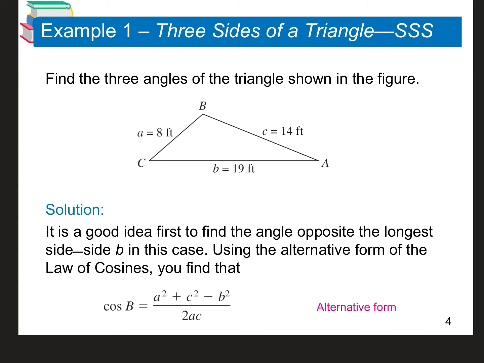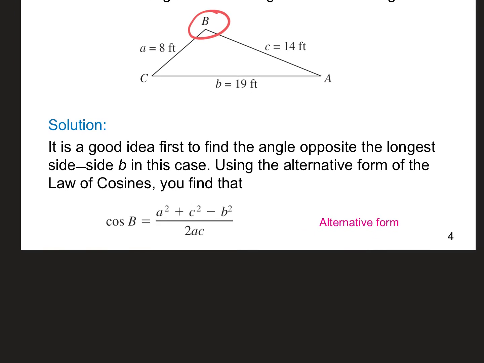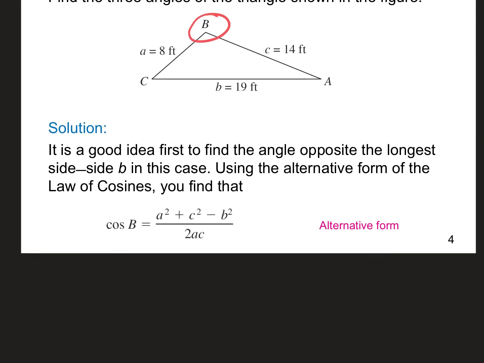So a lot of you want to know, where is the starting point? Where should I start? What should I do? It's best to start with the longest side. Does everybody understand what that means? So what angle am I going to find if I'm looking for the longest side? B, right? I want to find angle B. So I already put the formula right here. This is just a matter of writing everything down correctly and using your calculator correctly.